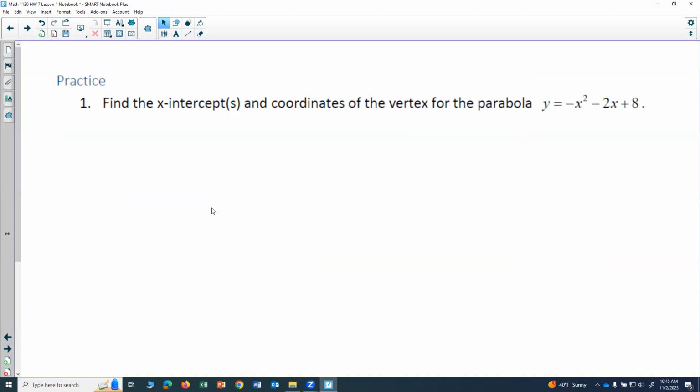Let's do a practice problem. We want to find the x-intercepts and coordinates of the vertex for the parabola y equals negative x squared minus 2x plus 8.